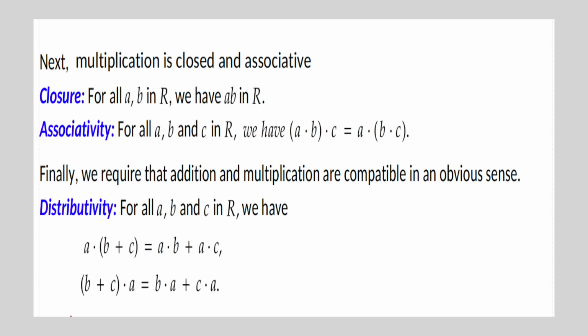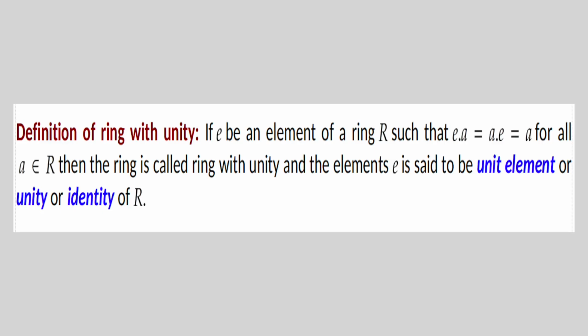Distributivity. For all a, b and c in R, we have a · (b + c) = a · b + a · c, and (b + c) · a = b · a + c · a. Next is the definition of ring with unity. If e is an element of a ring R such that e · a = a · e = a for all a in R, then the ring is called a ring with unity, and the element e is said to be the unit element or unity or identity of R.